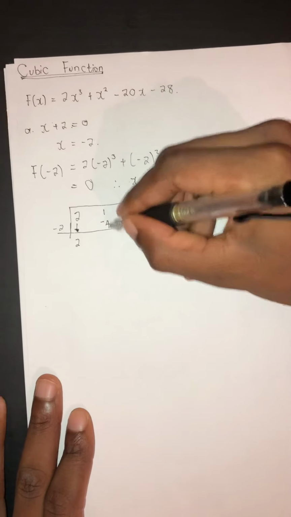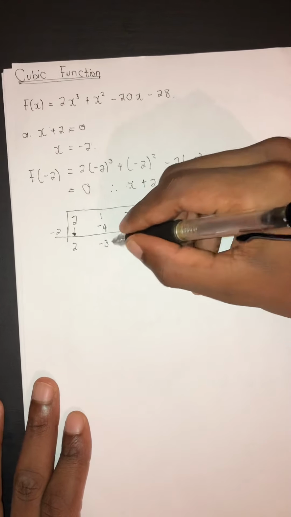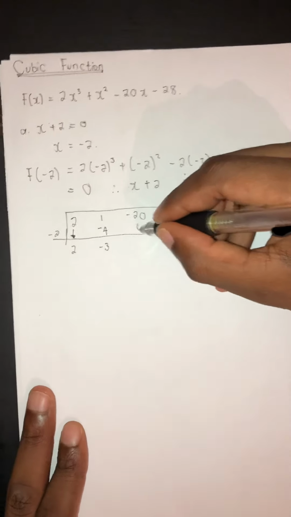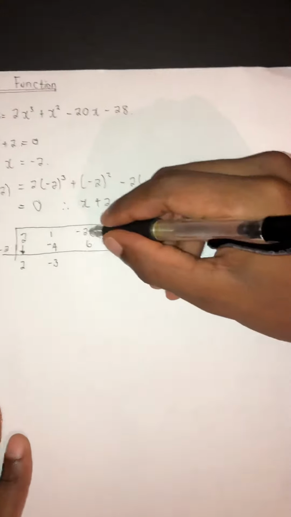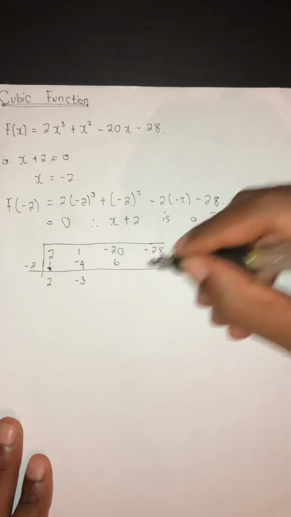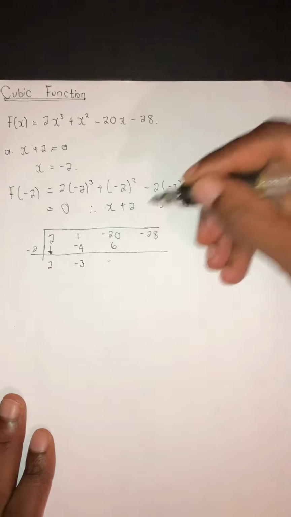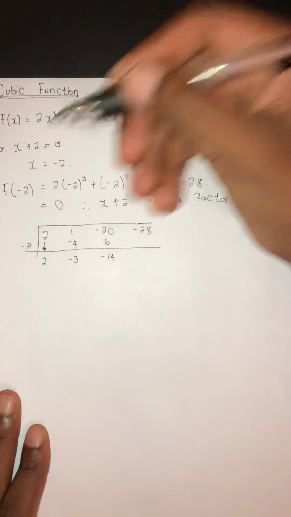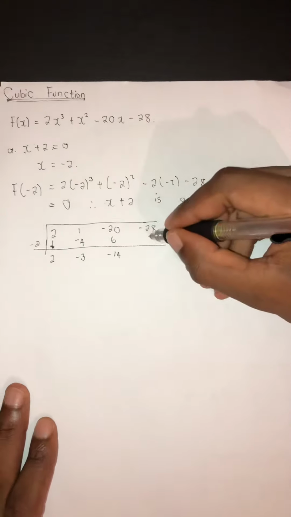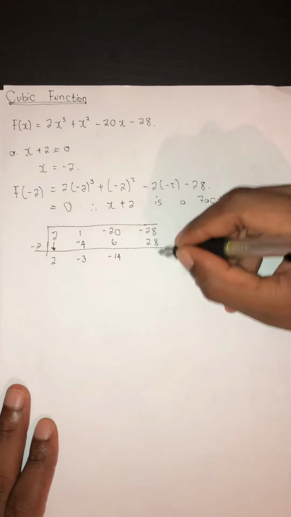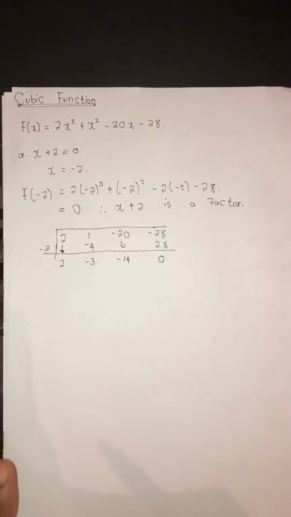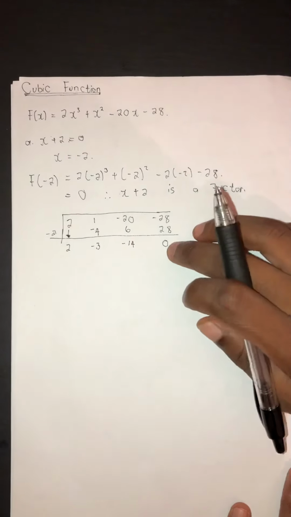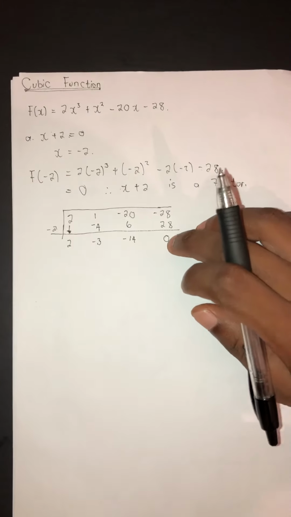Then 1 minus 4 will be negative 3. Negative 3 multiplied by negative 2 will be 6. Negative 20 plus 6 will be negative 14. And then negative 14 multiplied by negative 2 will be 28. And then we are getting our 0 here, which means we are on the right track. Remember, you have to get a 0 here. If not, you know that something is wrong.